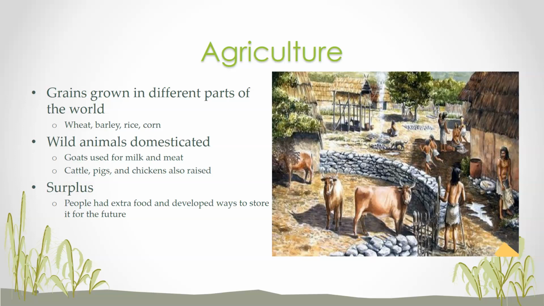All of this development in their agriculture and their ranching methods led to a surplus of food. That means that people had enough food to feed themselves and they even had extra, which eventually they had to develop ways to store for the future. And this eventually will also lead to trade.